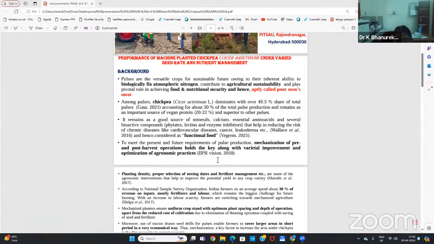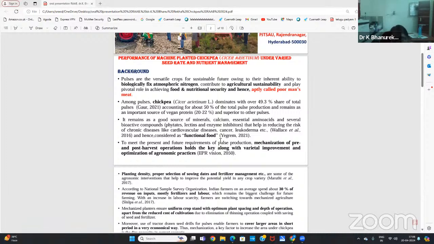They contribute a lot to the protein requirement. Among the pulses, chickpea dominates with a 49% share of total pulses, and it accounts for 50% of the total pulse production. It is a major part of vegan protein, superior to other pulses. On account of its mineral content and nutrients, it also has a strong role in reducing chronic diseases like cardiovascular diseases, and hence it is aptly called a functional food among all the pulses.